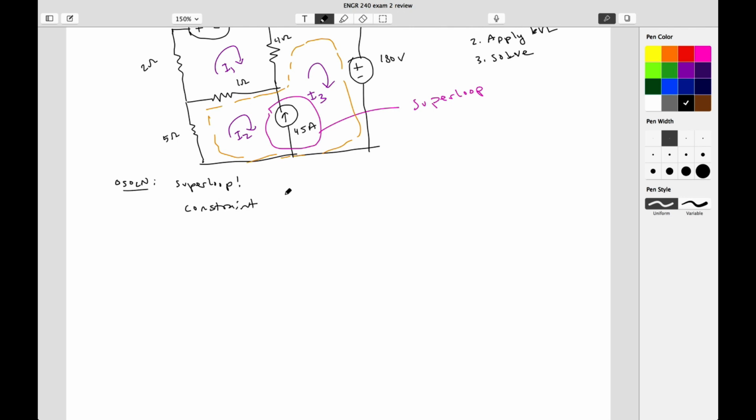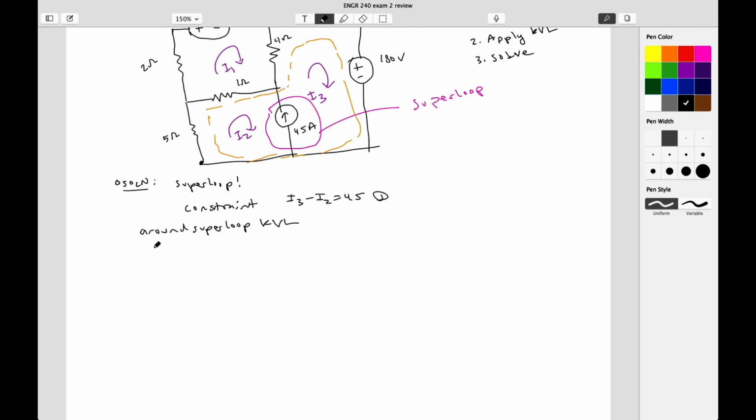All right, so let's write the constraint equation. The constraint equation says that I3 minus I2 is equal to 45. This will be equation 1. All right, I3 goes the same direction as that. I2 goes the opposite direction. All right, then we can write our equation around the super loop. We can write our KVL. All right, so let's start at this corner down here.